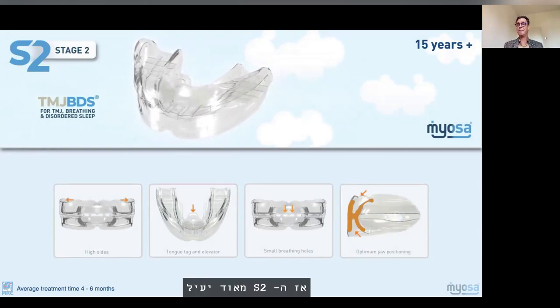So the S2 is very effective for nose breathing patients, snoring patients, and patients with TM joint problems. This appliance, due to the optimum jaw positioning, is very comfortable to wear and is very effective for patients that have some TM joint problems. It's repositioning, slightly rotating the mandible, which is also decompressing the TM joint, and gives some relief if there's any pain caused by the TM joint. The tongue tack and the lip bumper are all the same features like every appliance.